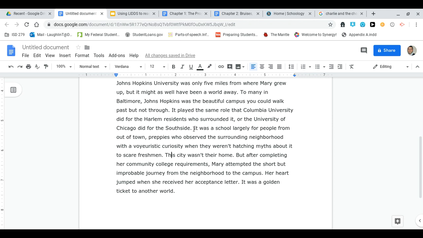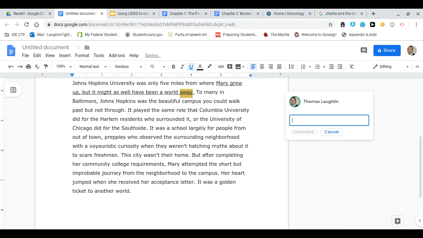Let's look at how Wes Moore describes this school. He says here that while Johns Hopkins was only 5 miles from where Mary grew up, it might have been a world away. So he's indicating right here, and I'm going to underline this, and I'll make a note like you can make in your margins or in your notes: while Mary is close to her educational opportunities, those opportunities seem a part of a different world to her.